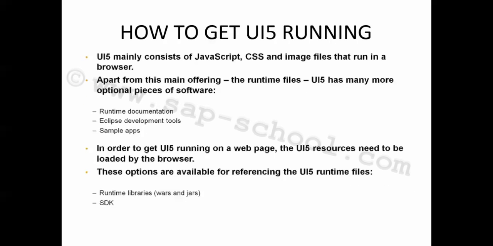Then how we can get the UI5 running? So the UI5 mainly consists of the JavaScript, CSS, and the image files that run in a browser. So apart from this main offering, the runtime file, the UI5 has many more optional pieces of software like the runtime documentation, Eclipse development tools, and the sample apps.